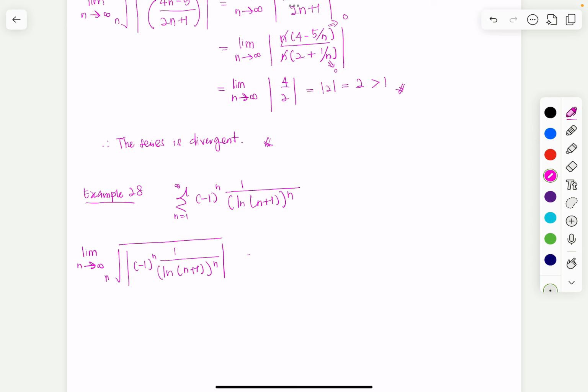Since this negative 1 to the power of n is inside the absolute, we know that it will become 1. I change the color. This one would become 1.